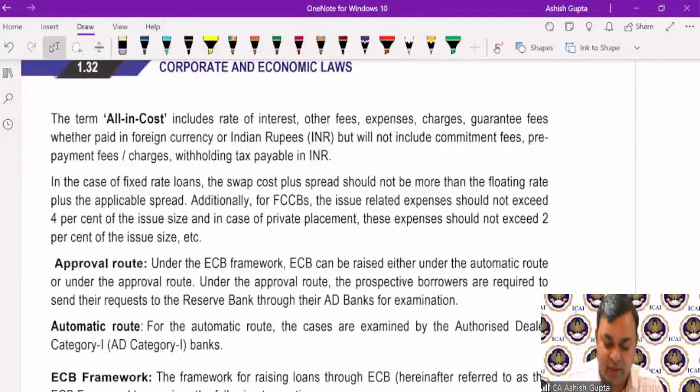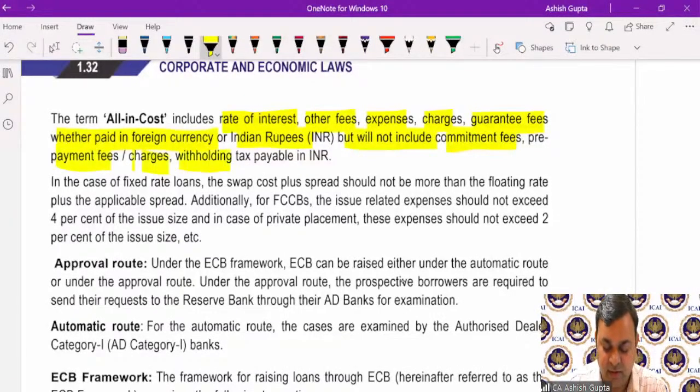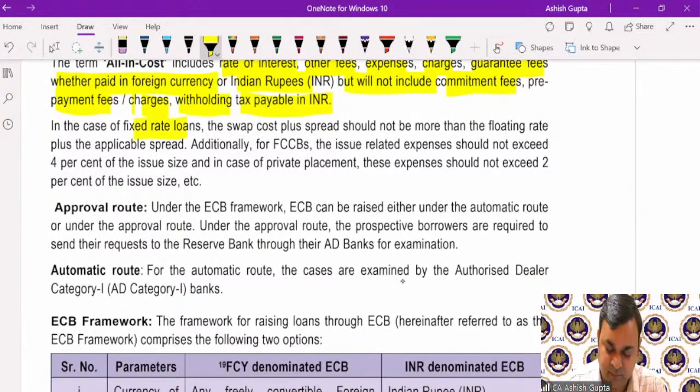Now, the term all-in cost includes the rate of interest. What rate of interest you are going to offer to our Indian residents? Other fees, expenses, charges, guarantee fees, whether paid in foreign currency or Indian rupees, but will not include commitment fees, prepayment fees, charges, withholding tax payable in INR, right? So that comprises all-in cost. In case of a fixed rate loan, the swap cost means the exchange cost. The swap cost plus spread, meaning the difference between rates, should not be more than the floating rate plus the applicable spread. Additionally, for FCCBs, foreign currency convertible bonds, the issue related expenses shall not exceed 4% of the issue size.